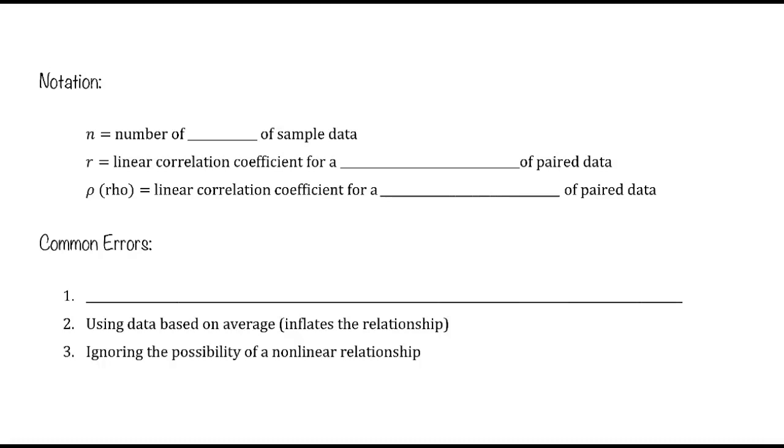Let's review some notation. n is the number of pairs of sample data. r is the linear correlation coefficient for a sample of paired data, while rho is the linear correlation coefficient for a population of paired data. There are some common errors that are made when working with linear correlation and the linear correlation coefficient. The first is assuming that correlation implies causation.